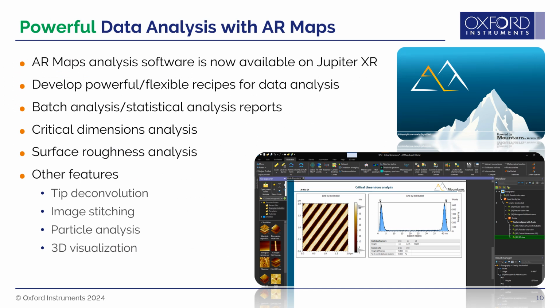Before I move on, I want to mention one recent addition to the Jupiter that's especially relevant to today's topic. It's a new AFM data analysis package called AR Maps, which is based on the Digital Surf Mountains Analysis package that you might already know from your other metrology tools. When it comes to critical dimensions analysis, this AR Maps package offers powerful and flexible recipes to consistently and repeatably analyze and report those parameters.